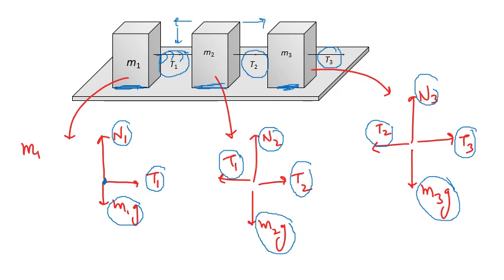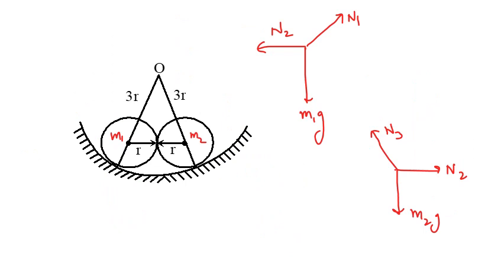Let's take one more example. Suppose in this question this mass is M1, this is M2. So first we'll draw for M1. M1G will be there. There's no confusion about that, the mass is there.